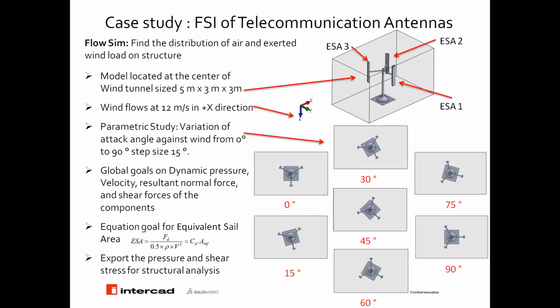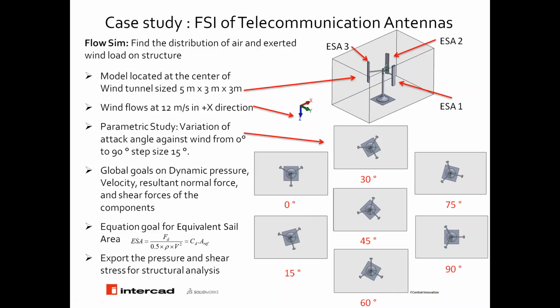In this regard, we are going to introduce our global goals on dynamic pressure, velocity, resultant normal force and shear forces of the components, to make sure we are getting accurate answers. And also we are introducing one specific goal, which we call an equation goal, and we define it as equivalent cell area, which is a fraction of your drag force on the actual component. Basically this is what we would like to trace, monitor and review at the end.